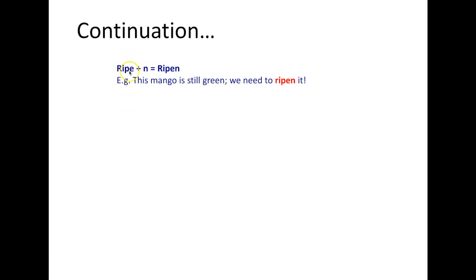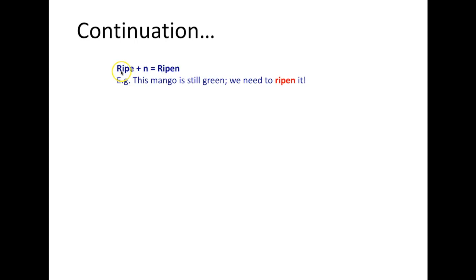Okay, continuation. We also have ripe, okay? Ripe plus n. Remember the case of the adjectives that end in E? What we do is just add N, okay? And then we get ripen, which is to make something ripe. This mango is still green. We need to ripen it.